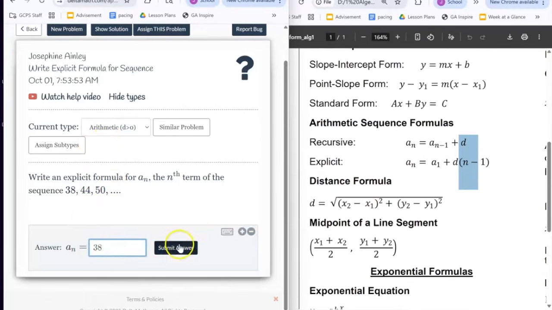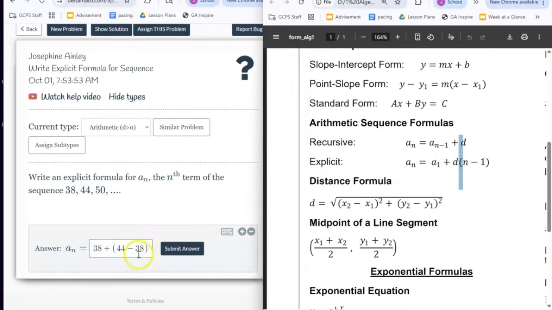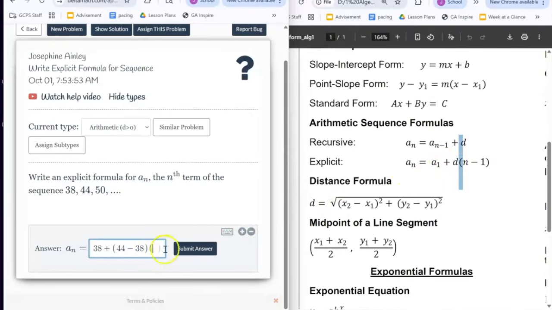So the first term, which is 38, plus d. So I'm going to go plus. I'm going to put d in parentheses because to find the common difference, you have to take the second number, which is 44, minus the first number, which is 38. So common difference is the second number minus the first number. Then you keep going in the formula, open up a parentheses, then n minus 1.